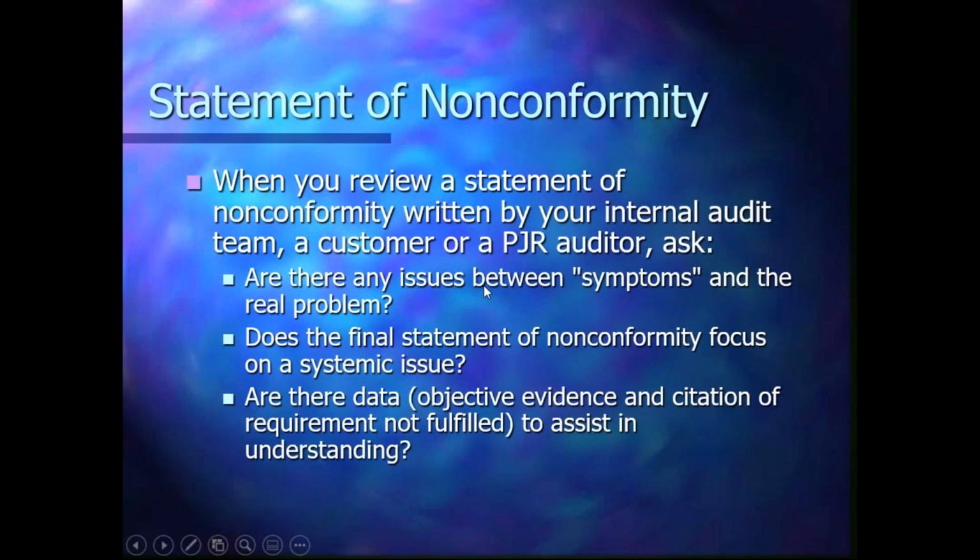So in closing, when you review a statement of nonconformity written by an internal auditor, a customer, if they're doing an audit of you, or your third-party PJR auditor, you want to ask the following questions. Have we distinguished between the symptoms of the problem and the real systemic issue? Is that final statement of nonconformity really focusing on a systemic issue? And are there sufficient data, objective evidence, and a citation of the requirement not being met to assist in understanding?